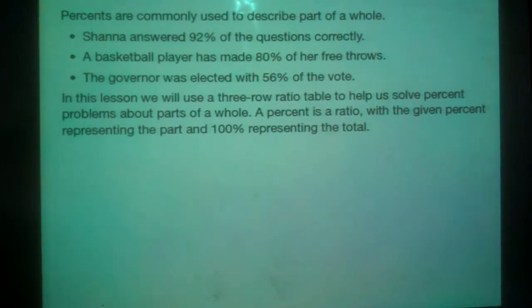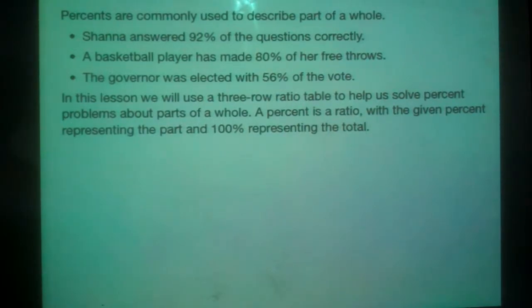It says percents are commonly used to describe part of a whole. For instance, Shauna answered 92% of the questions correctly. We can use it for test scores. A basketball player has made 80% of their free throws. That applies to sports. The governor was elected with 56% of the vote. We use percents all the time to describe parts of a whole.